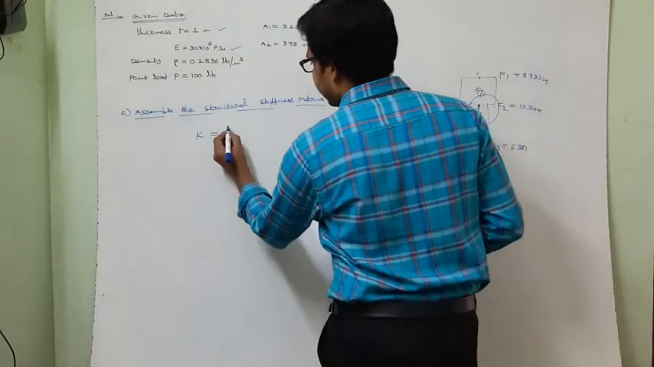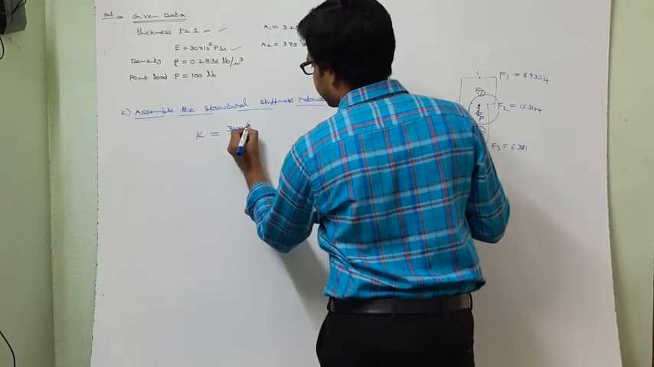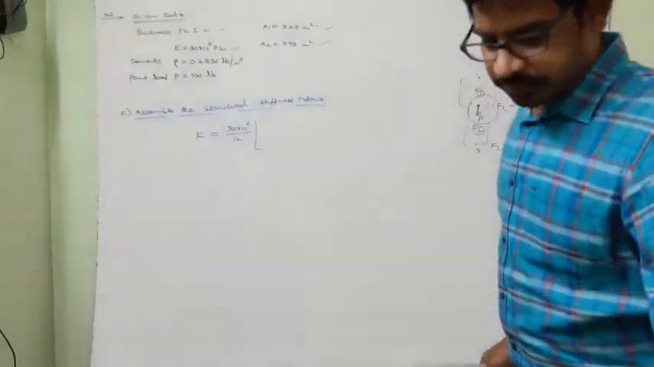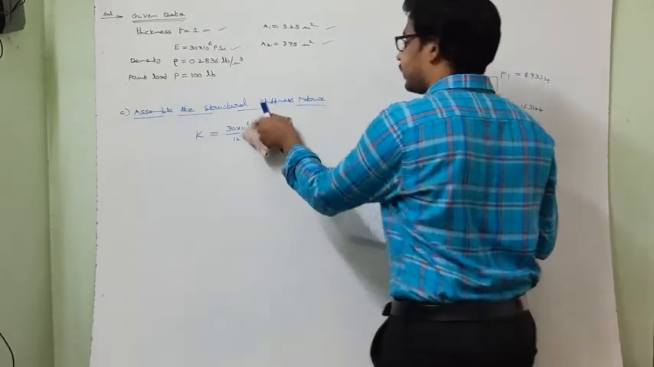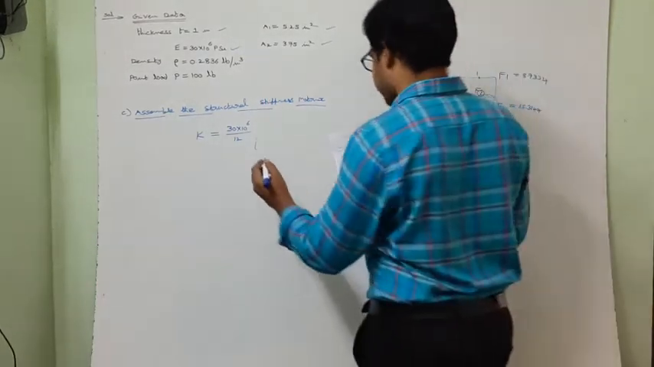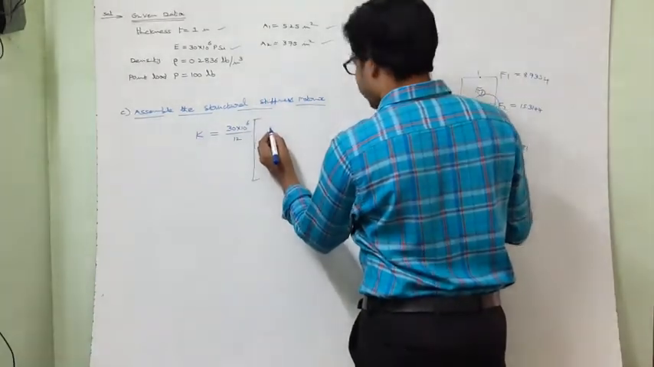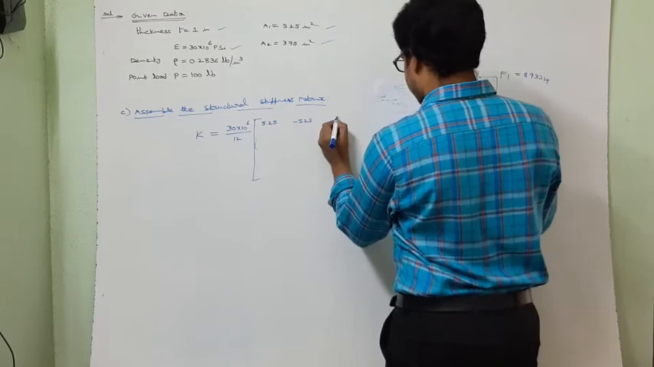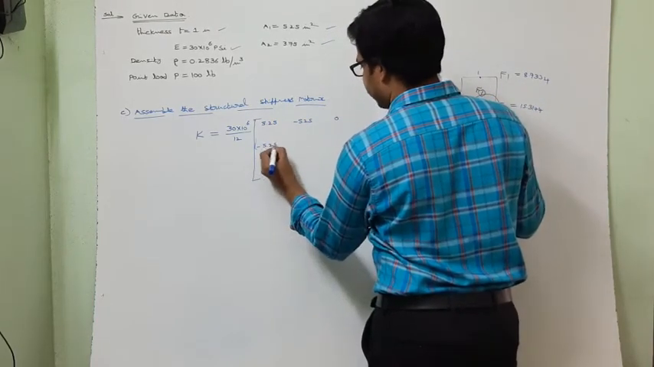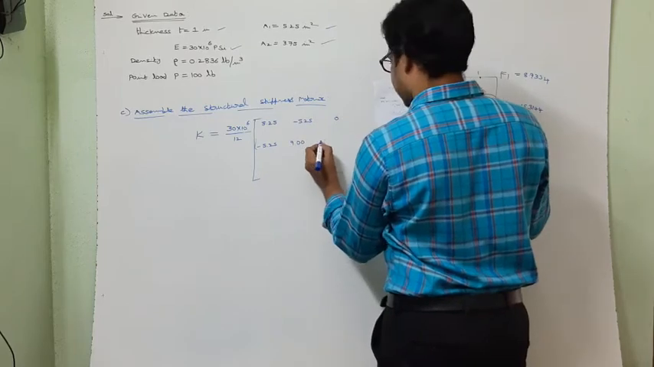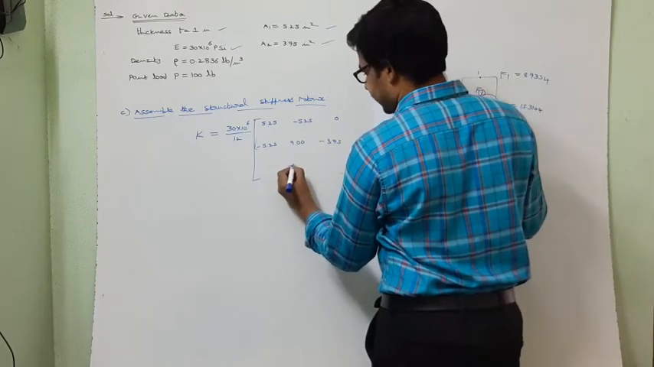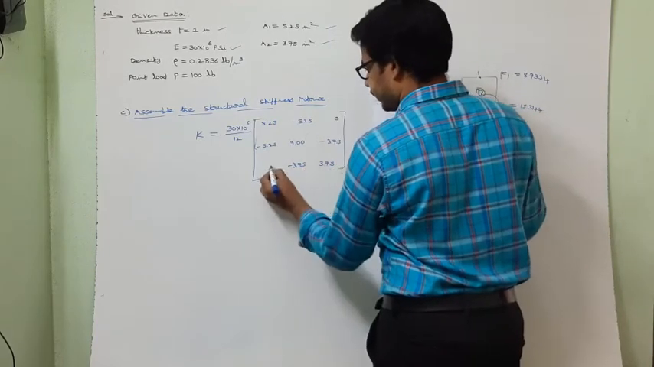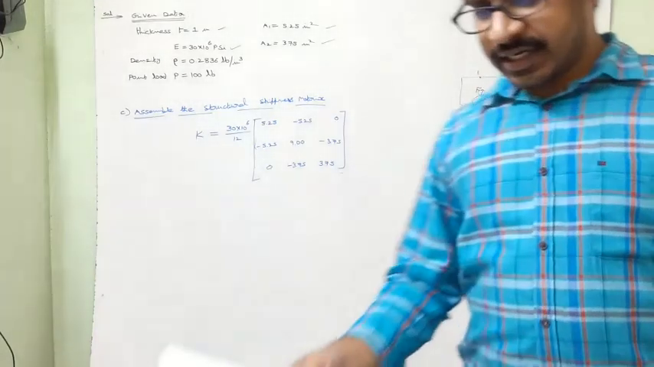K is equal to 30 into 10 power 6 whole divided by 12 into the matrix: 5.25, minus 5.25, 0; minus 5.25, 9.00, minus 3.75; and 0, minus 3.75, 3.75. So this is the assembled structural stiffness matrix.